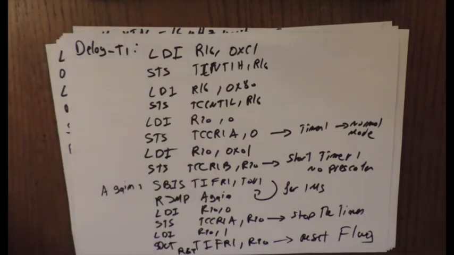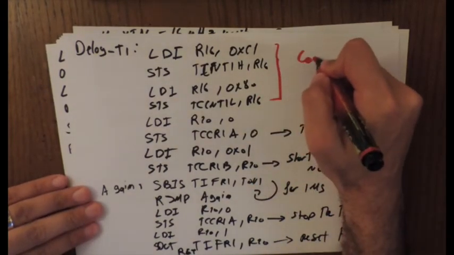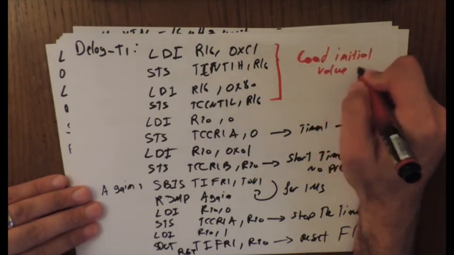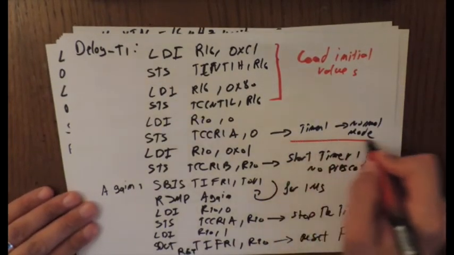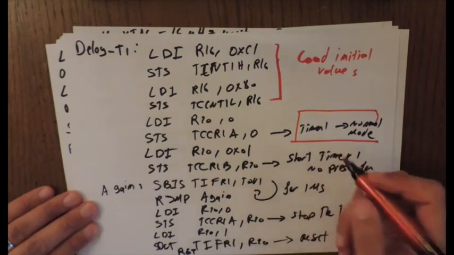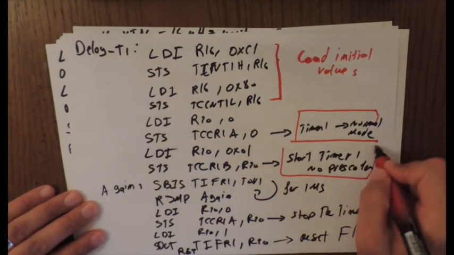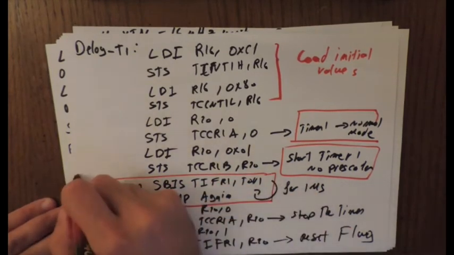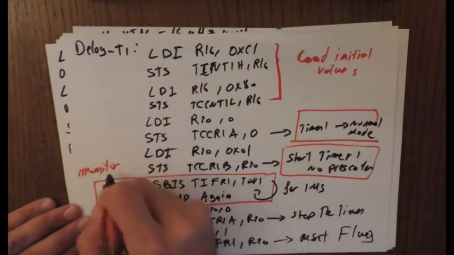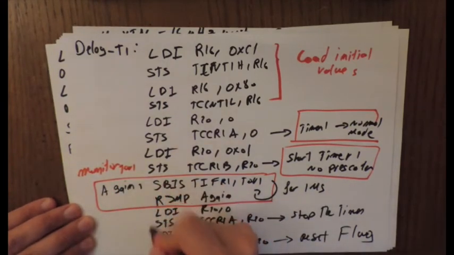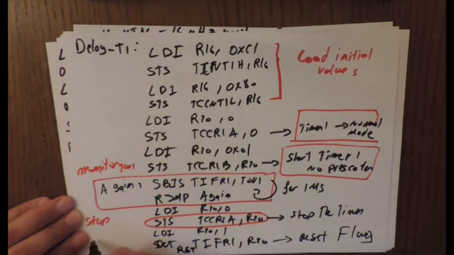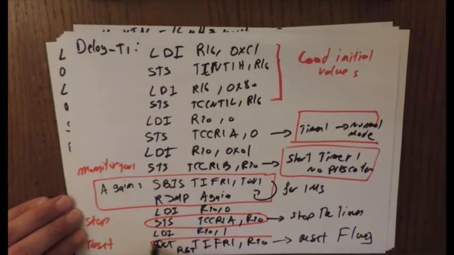Alright, so if you want to break down our program, we first load the initial values that we have computed, then configure normal mode, then configure and start the timer with no prescaling. In these two steps we monitor TOV1. Once it's 1, it will skip. I stop the timer and then reset the flag here.